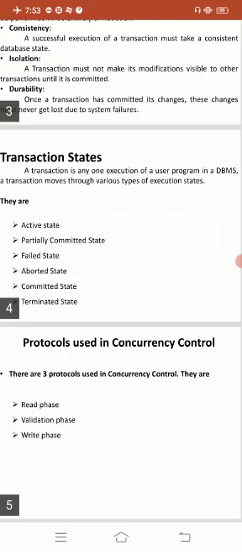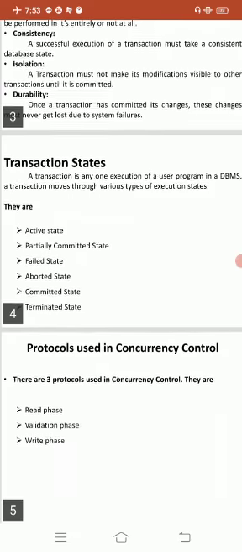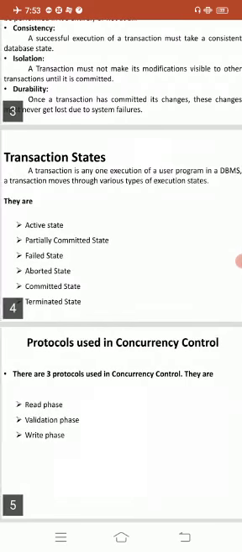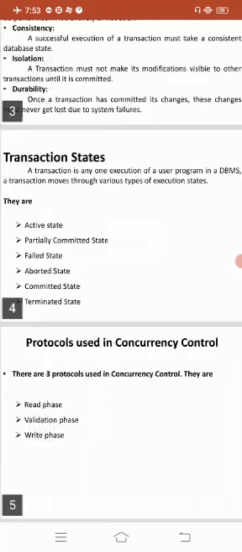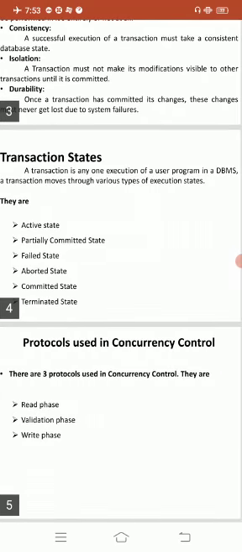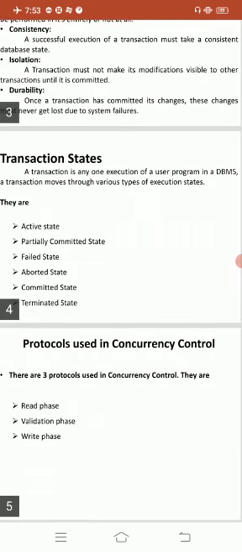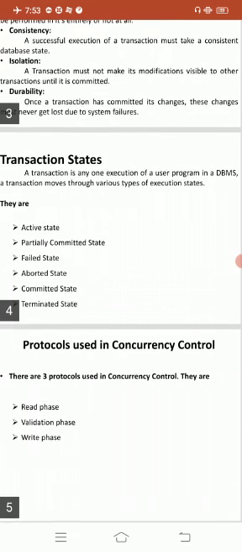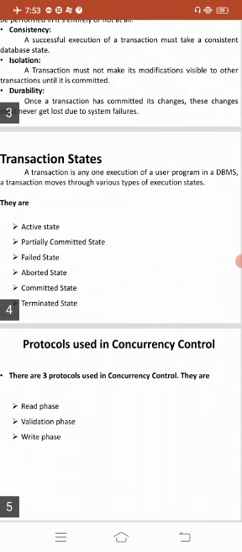Because failures occur, transactions are broken up into several states. What are the states? A transaction moves through various execution states, not just one state. This can be explained with a state transition diagram.